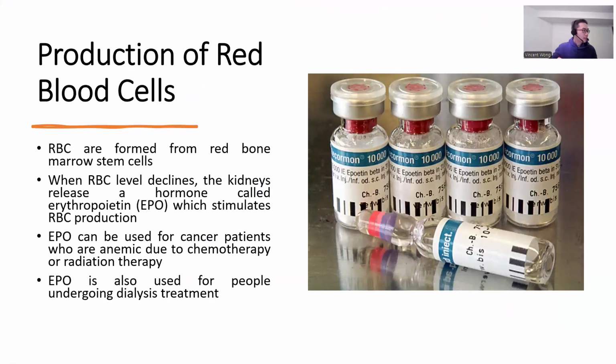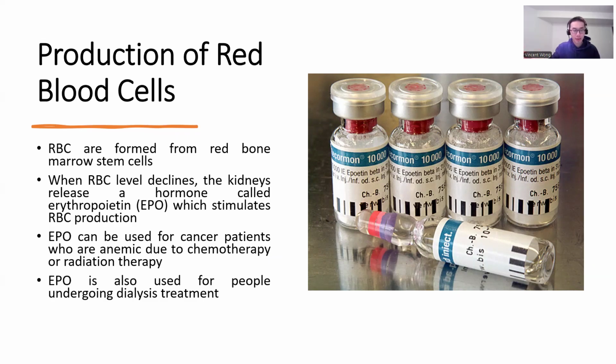One more slide on red cell, I think. Yeah, two more slides. Red cells are formed from red bone marrow stem cells. I didn't mention to you earlier, but there are red bone marrow and yellow bone marrow. Yellow bone marrow is mostly for storing fat. The red one is the active one that makes blood cells, including red cells.